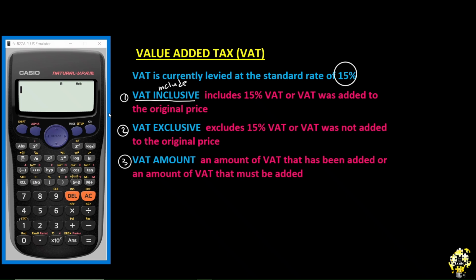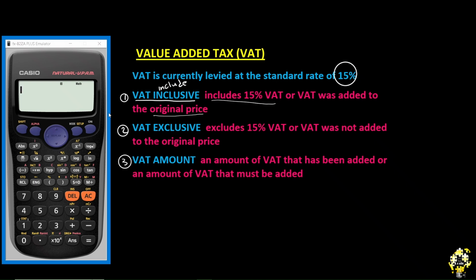So, when we say VAT inclusive, we are saying that that particular amount includes 15% of VAT, or VAT was added to the original price. That's what we are saying. So, when we say an amount is VAT inclusive, it means that it includes the 15% of VAT, or VAT was added to the original price.